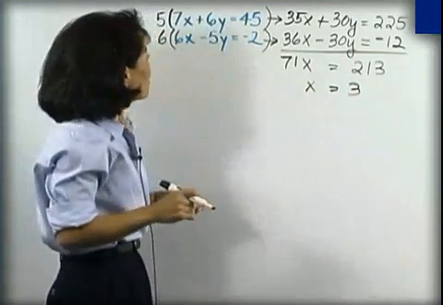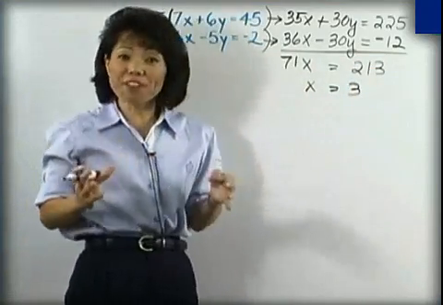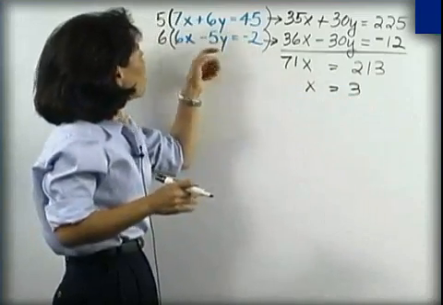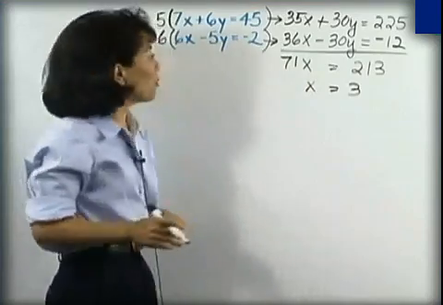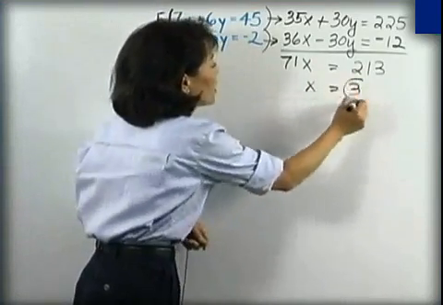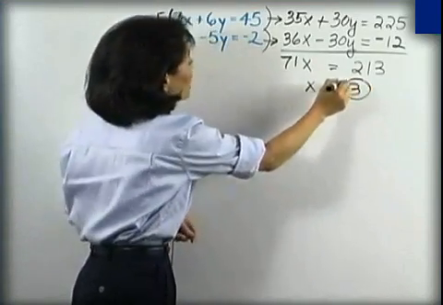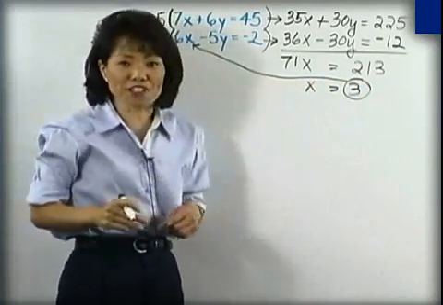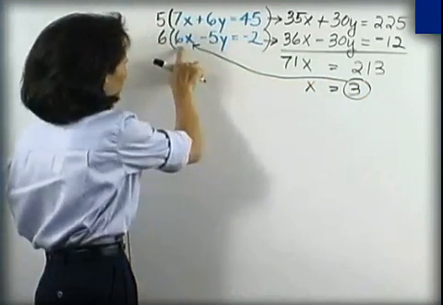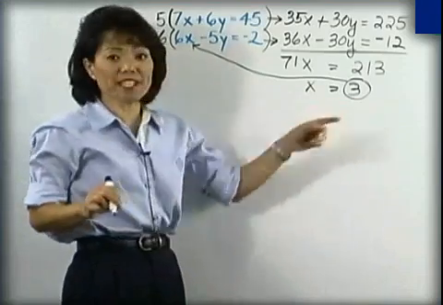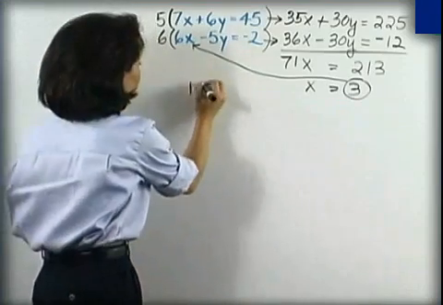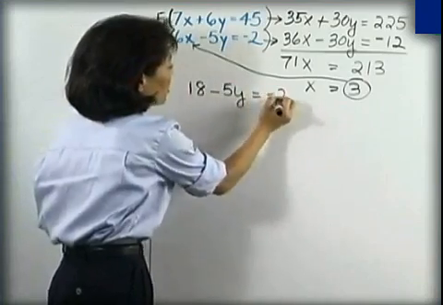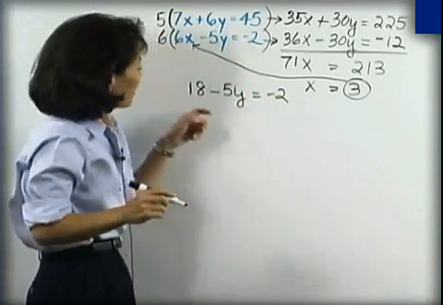Now that I have x equals 3, again, I know you're familiar with this method. We're going to take the 3, substitute it into either one of these two equations, and solve for y. Since I don't really like that 45 too much, I'm going to take the x and substitute it into that second equation. When I do, I get 6 times 3, 18, minus 5y is equal to negative 2.